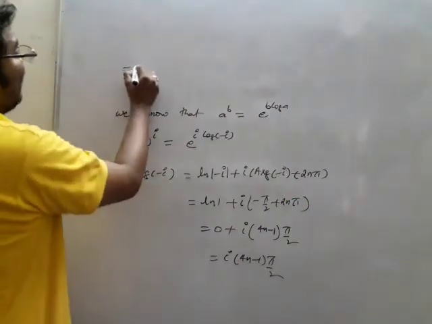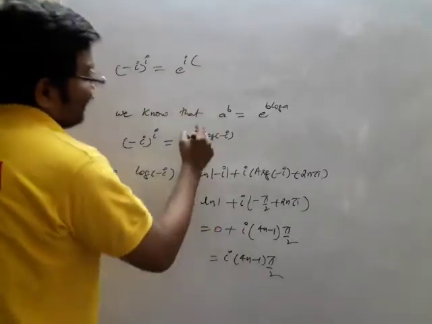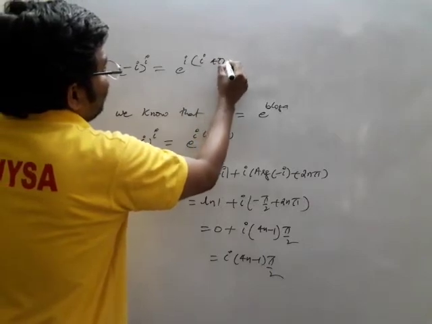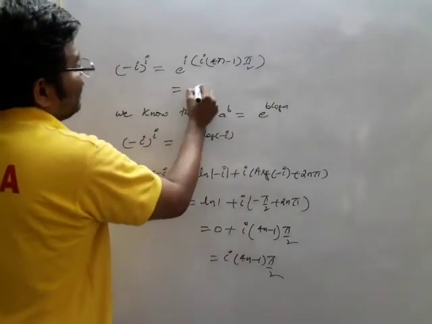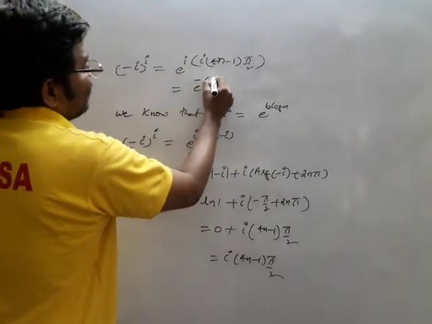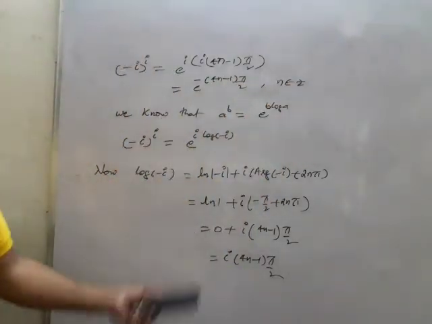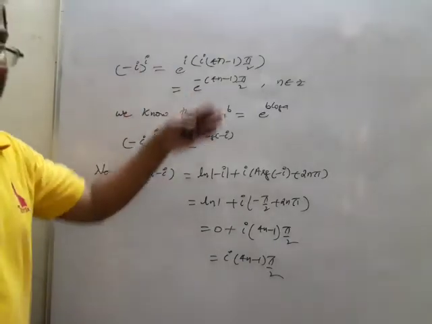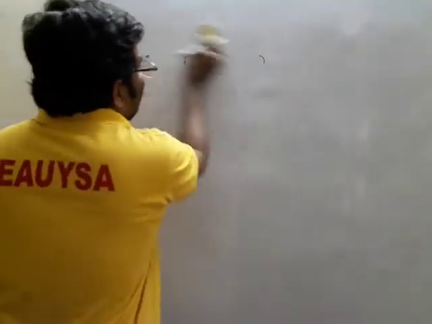Now I will substitute. So minus i whole power i is equal to e power i into log of minus i. This is the log of minus i value, so i into 4n minus 1 pi by 2. Therefore this is i into i, which gives minus, so e power minus 4n minus 1 pi by 2, where n belongs to the integers. This is how you can find the value of a complex number raised to a complex exponent, and complete the problem in this way.